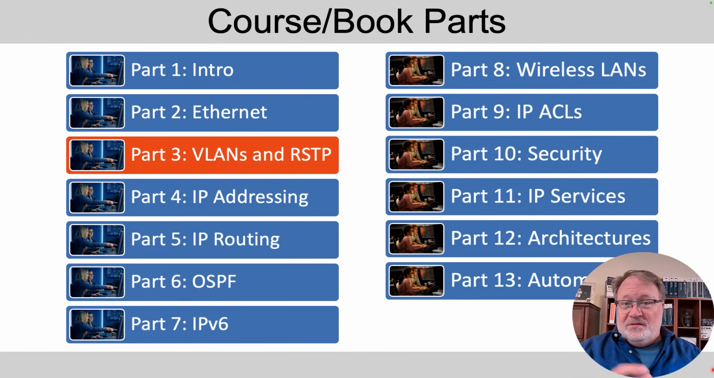Before talking about individual videos, here's the big picture. In the books, Volume 1, there are 7 parts with these topics, and then in Volume 2, 6 more parts with these. So for this video course, I followed that same part outline, and we're talking about part 3 overall, which is about VLANs and rapid spanning tree protocol.